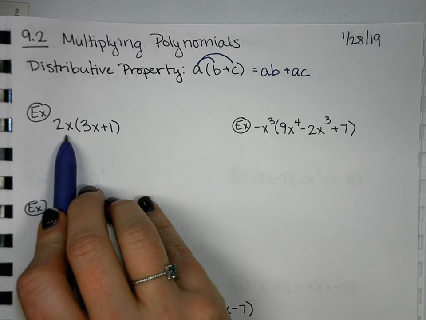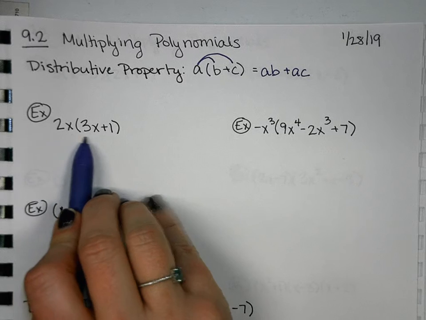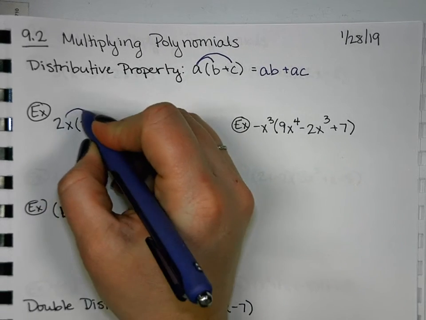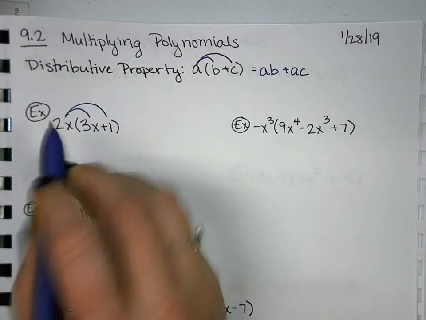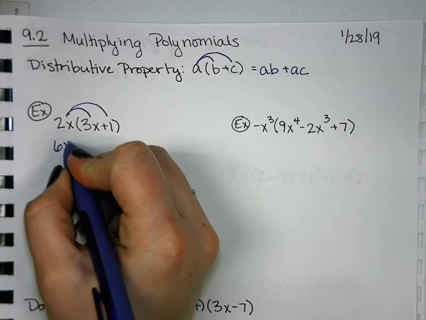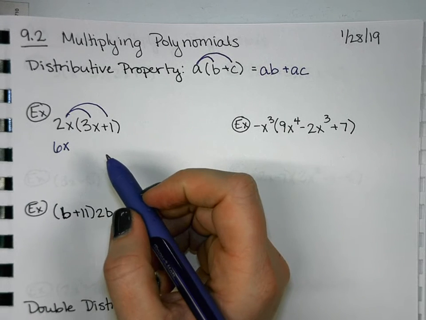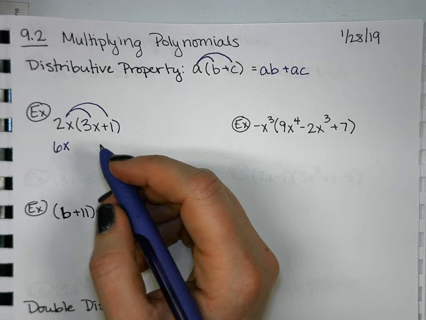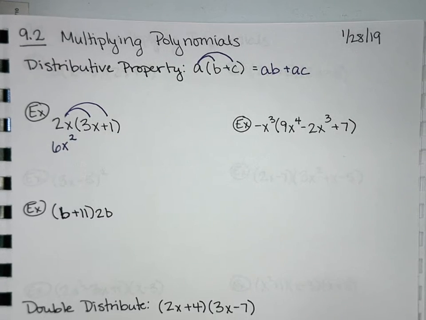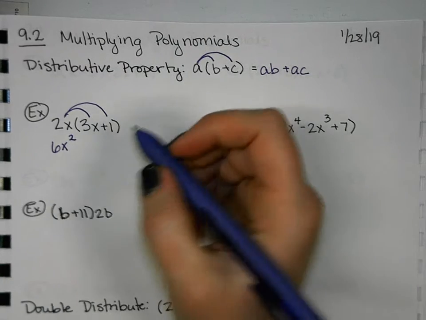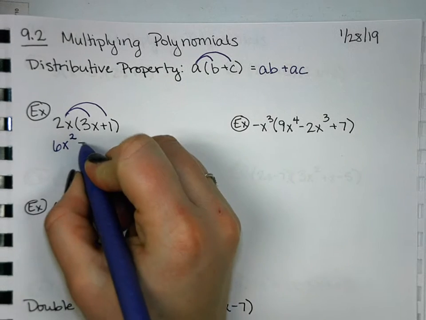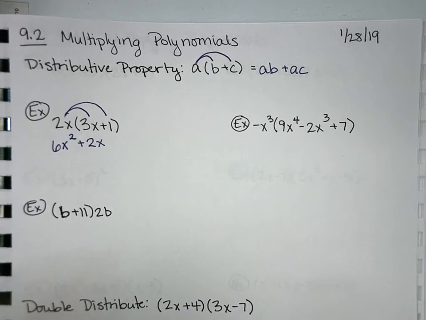So then how could we simplify something like 2x times, and then in parentheses, 3x plus 1? So we'll distribute it. What is 2x times 3x? So what do we do with the exponents when we multiply? We have to add our exponents here. So when we multiply, this goes back to our last unit, we have to add the exponents. So we're going to have 6x squared, and then what do we get when we multiply it by the 1? Just 2x.